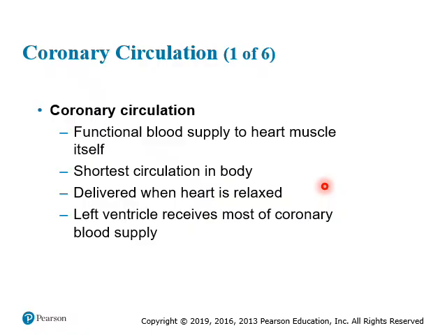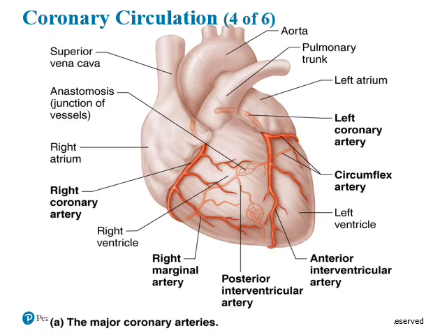Feeding the muscles of the heart is now the pathway of the coronary circulation. This is the functional blood supply to the heart muscle itself. It is the shortest circulation in the body because it only feeds one organ, which is the heart. It is delivered when the heart is relaxed. The left ventricle receives most of the coronary blood supply, which is obvious because it's the thickest and has more muscle and would require more nutrients and oxygen.